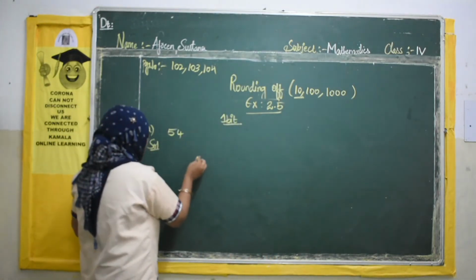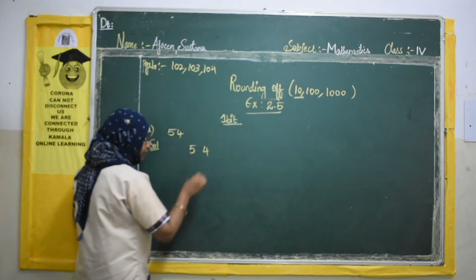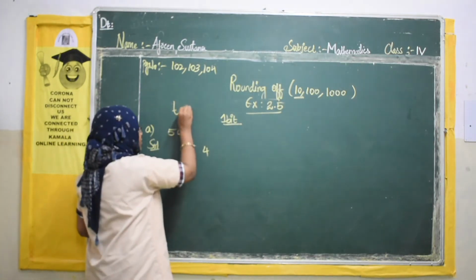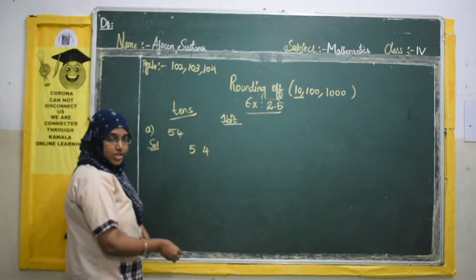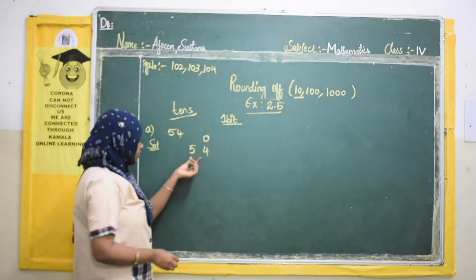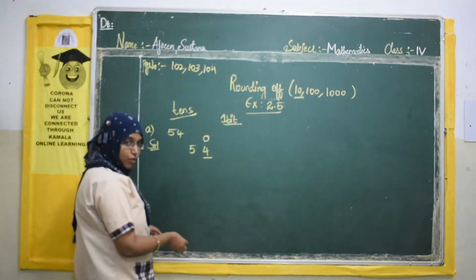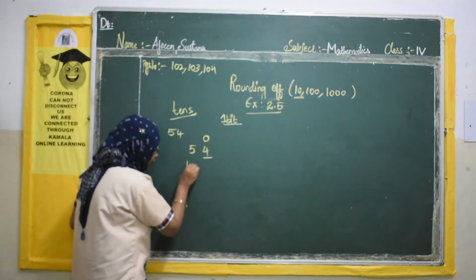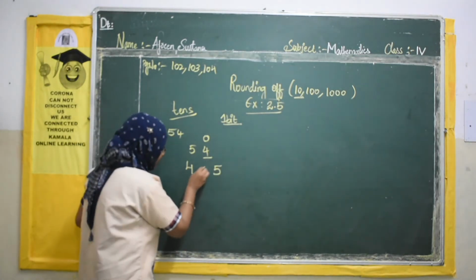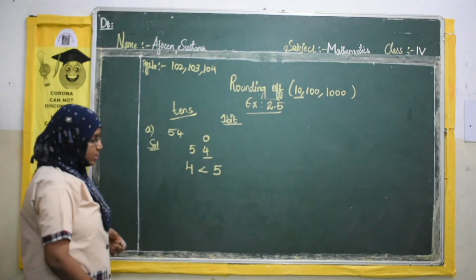So now what we will do, let us write the digit once, 54. Now we are doing nearest to tens. So when we are doing nearest to tens, we will consider the digit at ones place. Now the digit at ones place is what? 4. Now what you will do? You will compare 4 with 5. Now 4 is less than 5.